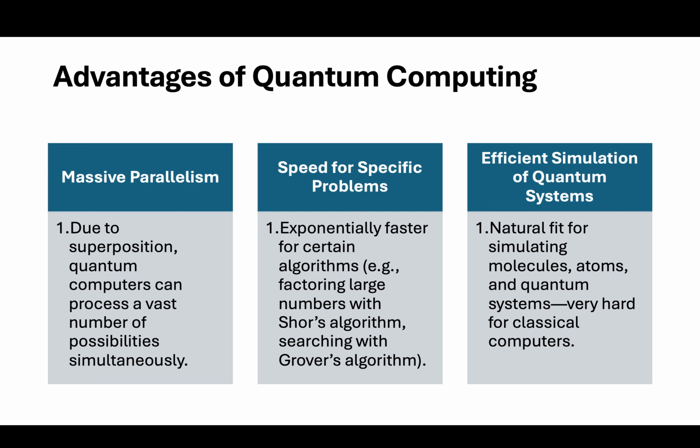Going into detail about the advantages of quantum computing: massive parallelism. Due to superposition, quantum computers can process a vast number of possibilities simultaneously. That's massive parallelism. Then comes speed for specific problems. That's how we are going for quantum computers: exponentially faster for certain algorithms. For example, factoring large numbers with Shor's algorithm, and search with Grover's algorithm. These are the famous algorithms. We'll be talking about Shor's algorithm in a subsequent slide.